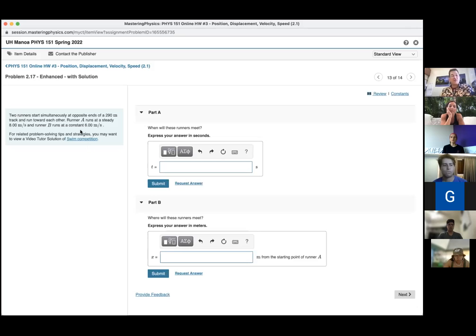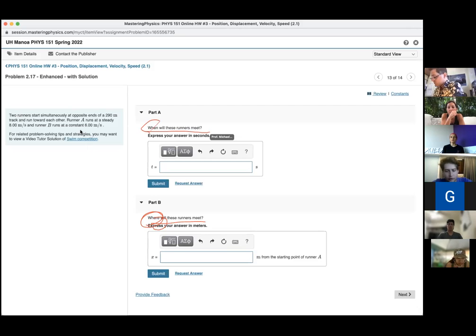All right, so the question is, suppose that we have a long straight track that's 290 meters long, and 2 runners start from opposite ends, and they run toward each other, runners A and B, at different speeds. And the question that's asked here is, where will the runners meet? So where along that 290 meter long track will the runners meet, and when will they meet each other?